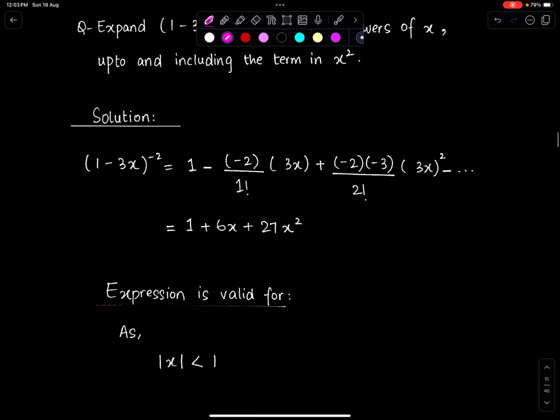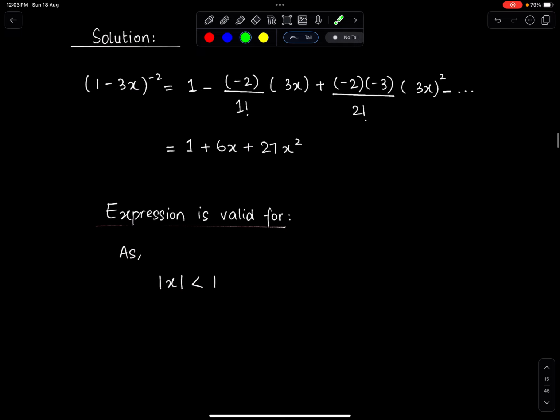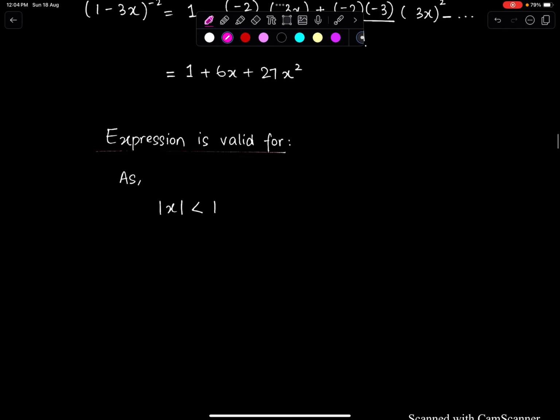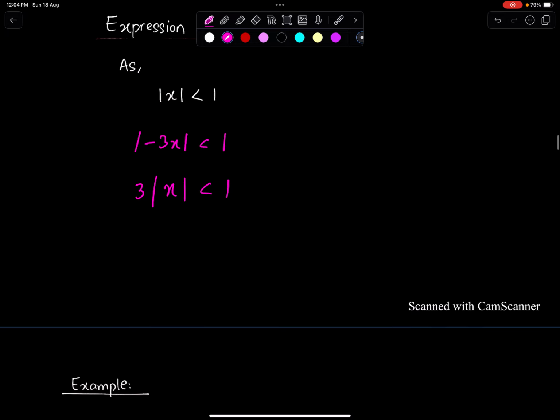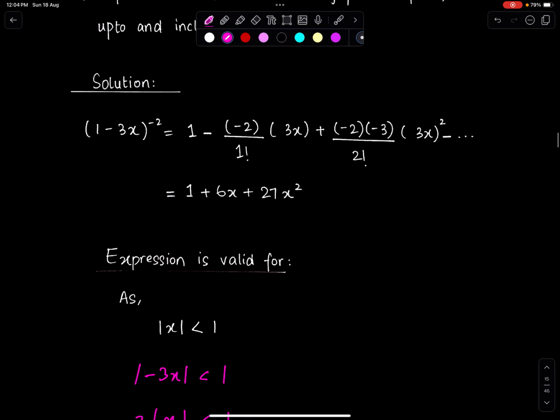Another example, we need values of x for which this expansion is valid. The second term of the expansion is minus 3x, so replace this x by minus 3x and solve this inequality for modulus x. Now bring minus 3 outside the modulus. It will become plus 3. So 1 upon 3. So for these values of x, this expansion is valid.